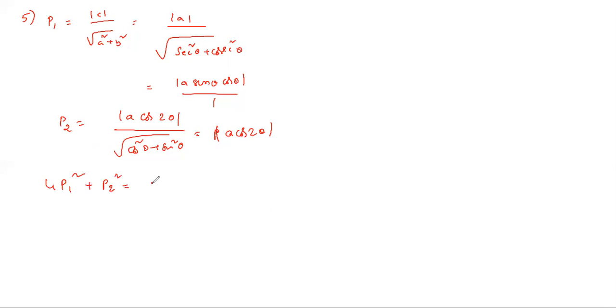4P1 square is A square into 4 sin square theta cos square theta plus A square cos square 2 theta. A square you can take common. 4 sin square theta cos square theta you can write as sin 2 theta whole square, plus cos square 2 theta. Sin square 2 theta plus cos square 2 theta is 1. So the value is A square.